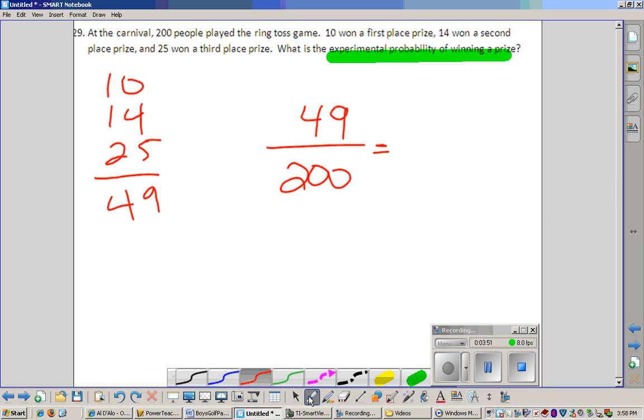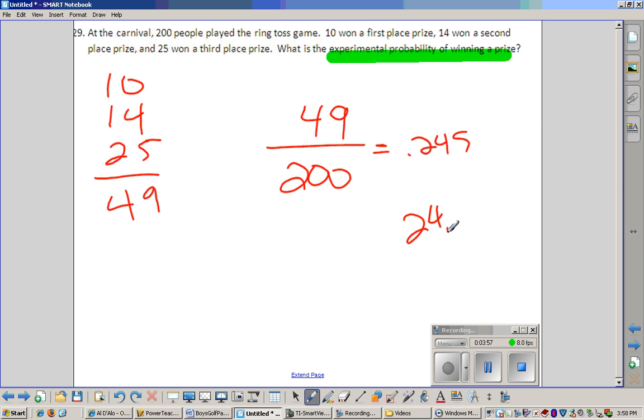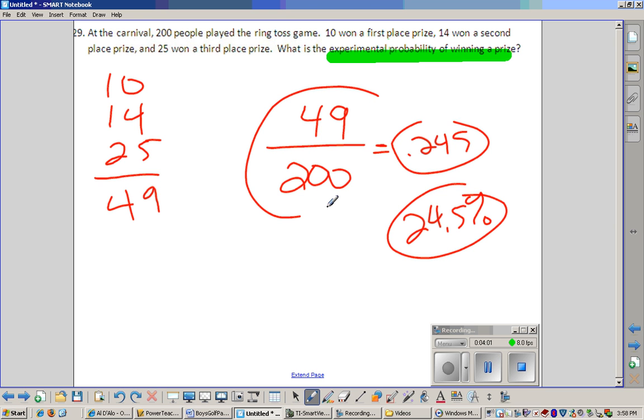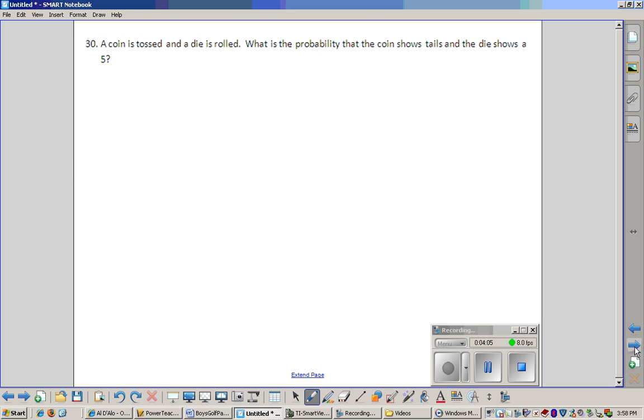So if you calculated this as a percentage, it ends up being 0.245 or 24.5%. Any of these 3 are acceptable answers for the experimental probability.